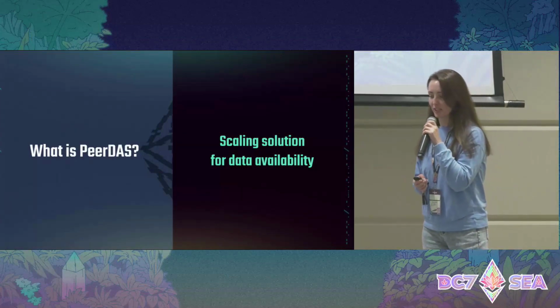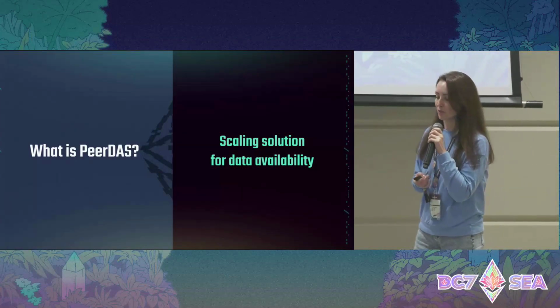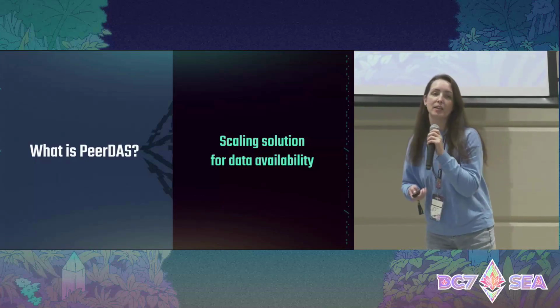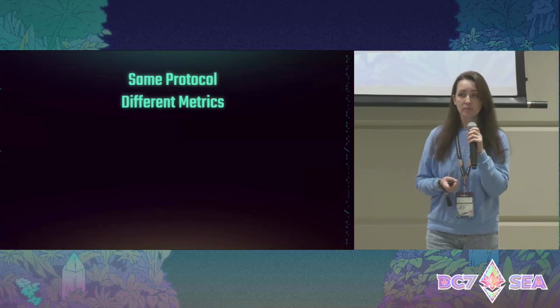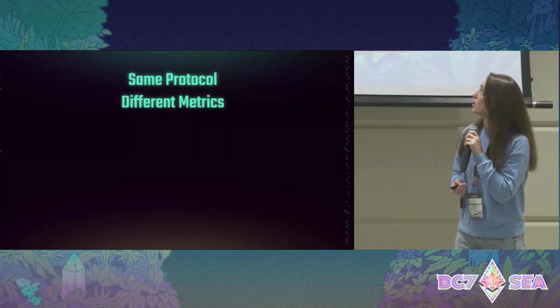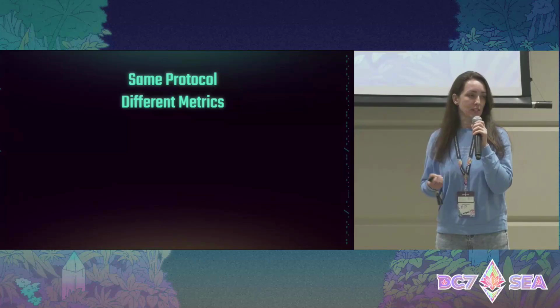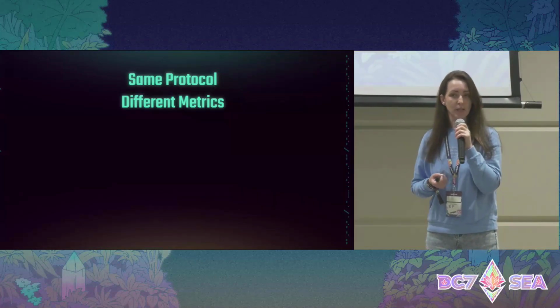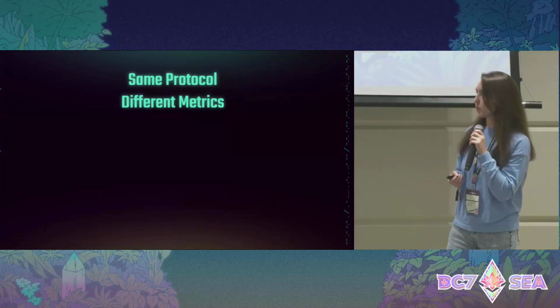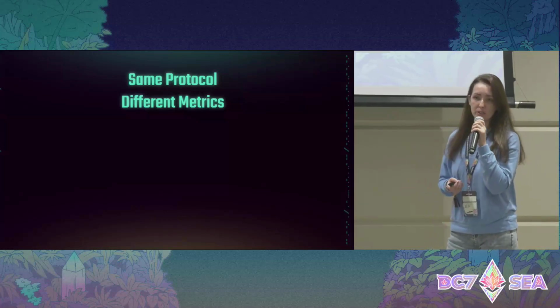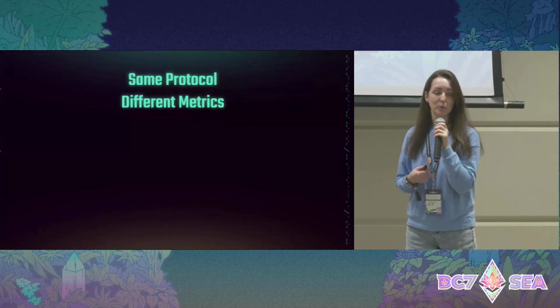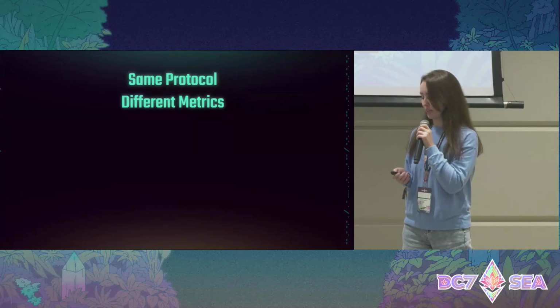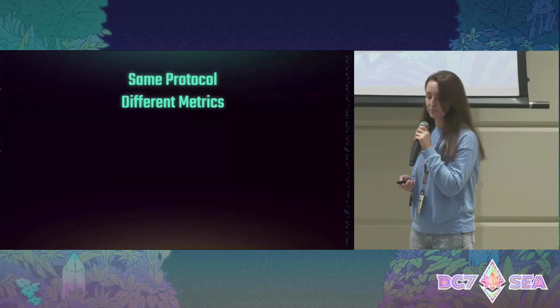It's been mentioned already. It's a scaling solution for data availability, and all of you know that the Ethereum protocol is built according to the consensus and execution specs. But the metrics for different clients are different. I mean, we don't have unified metrics for the clients.